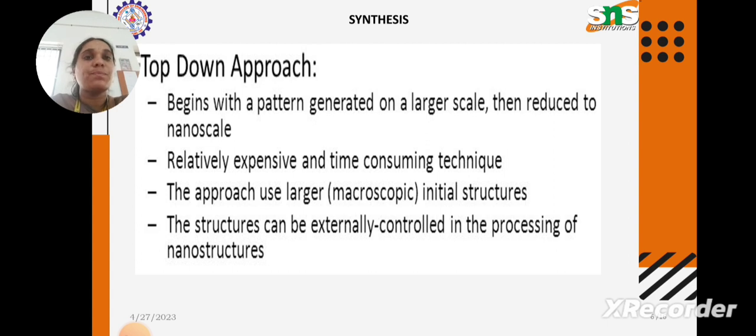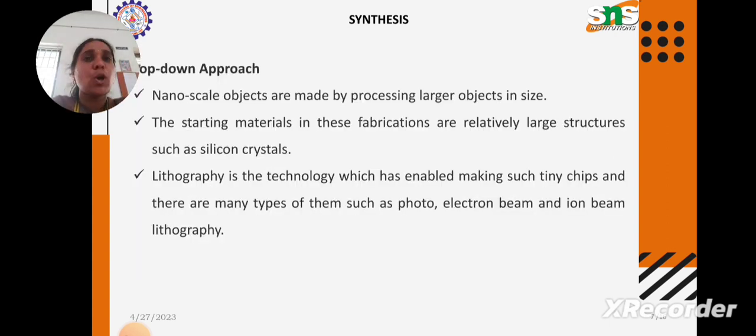The top down approach begins with a pattern generated on a large scale and reduced to nanoscale. Relatively, it is very expensive and also time consuming. The approach is very useful for microscopic level exploration. The structure can be extremely controlled in the processing of nanostructures. In the top down approach, the nanoscale objects are made by processing larger objects in size. The starting materials in these fabrications are relatively large structures such as silicon crystals.